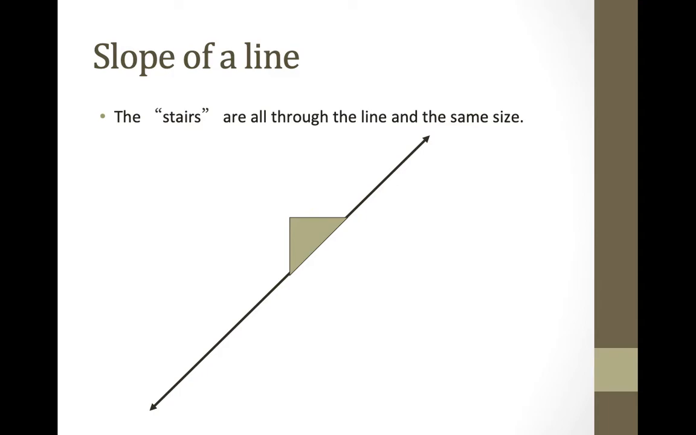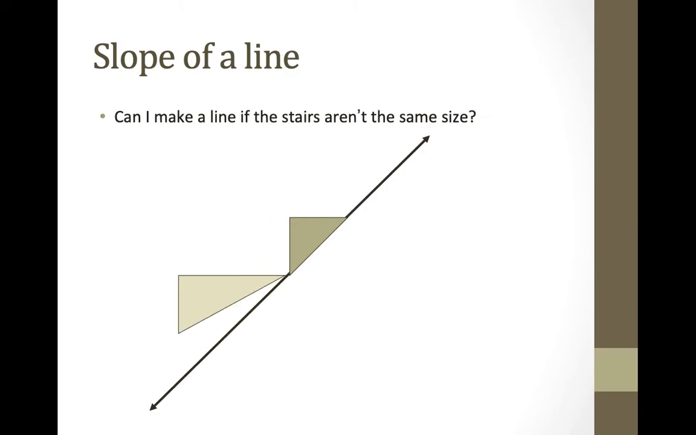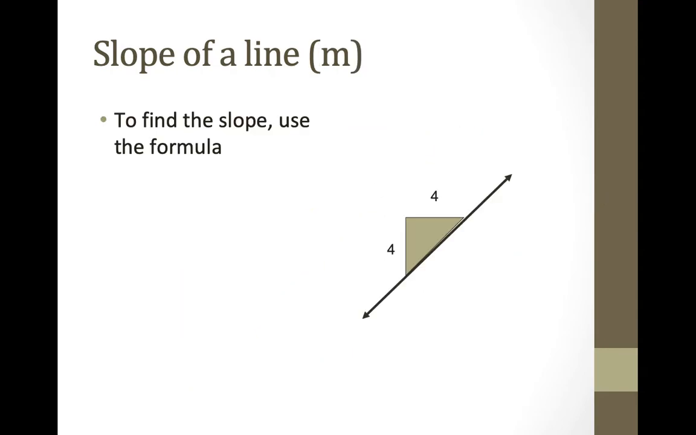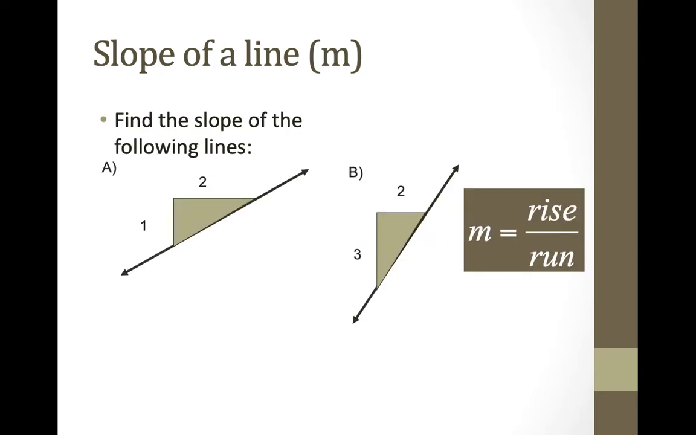But all stairs or all steps of it have to be through the same line. You can see how these all line up. So yes, that means they're on the line. But if you can't make a line out of the stairs, it's not a linear graph. See, that purple one's way over there, so it's not even close. But if I put those two on a line, then yes, that is on a line because the slopes of them are the same.